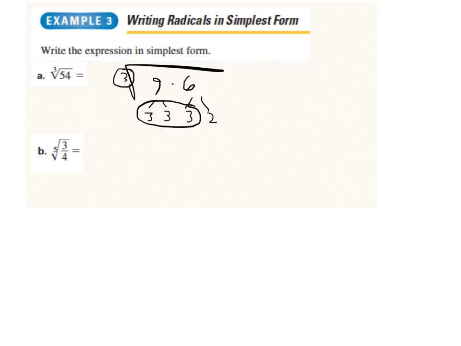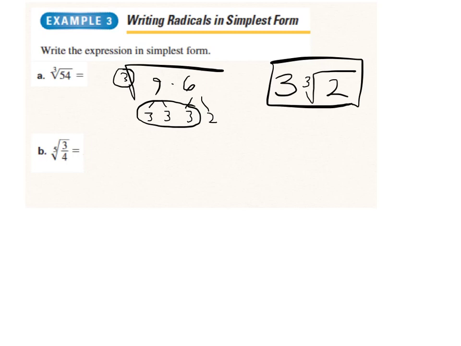And that 3 factored completely. So I can pull a 3 out. 1, 3. For every group that you find, you can pull 1 out. Okay? Leaving behind a cube root of 2. And that's a simplified form of the radical. Okay?